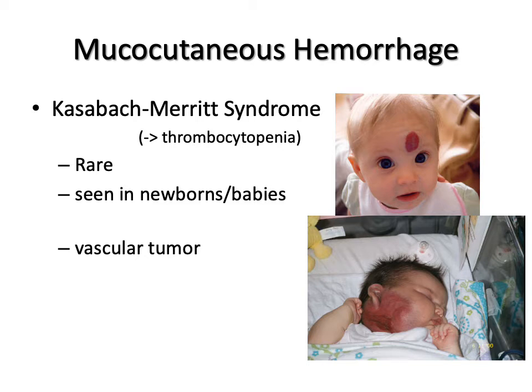Kasabach-Merritt syndrome is a rare condition seen in babies. It is caused by a vascular tumor, or hemangioendothelioma, that traps platelets and leads to thrombocytopenia. It also leads to bleeding due to consumption of coagulation factors. It tends to appear on the skin or on the surface of an organ.